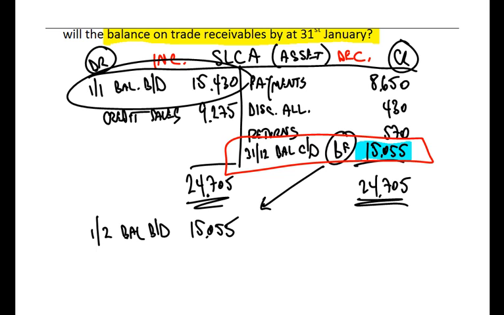Bit like we had the balance brought down at the beginning of January, because remember, the trade receivables balance is ultimately an asset, so it should be shown as a debit balance. So for instance, on the trial balance, it would be a debit balance, wouldn't it? But in answer to the question, what will the balance on trade receivables be at the end of the month? Well, it's £15,055 at the end of January, having now posted the various transactions in terms of their impact on the control account.